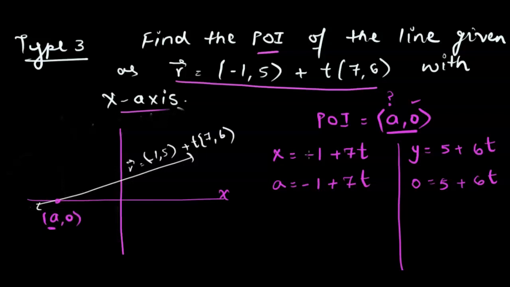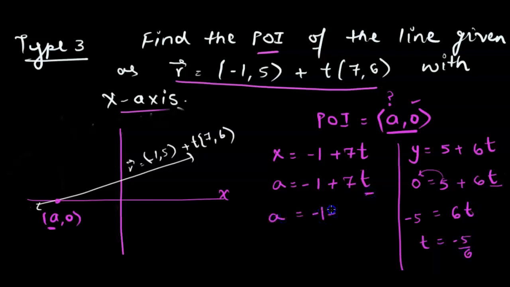we need to have the same t values. So let's find the t value from this y equation and substitute that t value here to get the x value. We'll isolate t, so we'll move 5 to the other side. We get -5 = 6t, so t is equal to -5/6. Now we would substitute this t value here because t is supposed to stay the same.